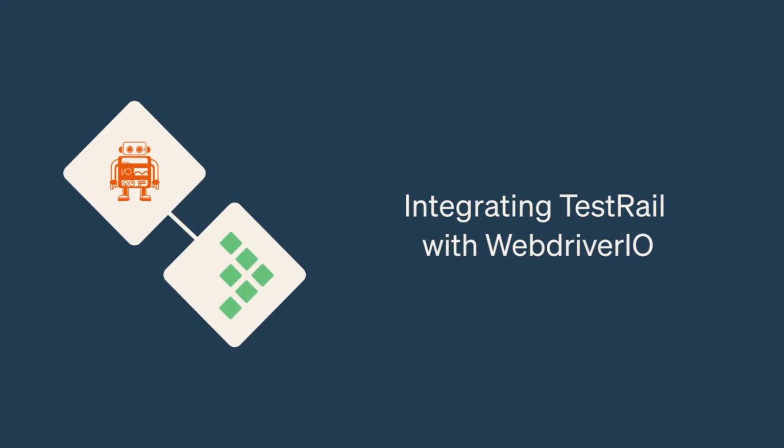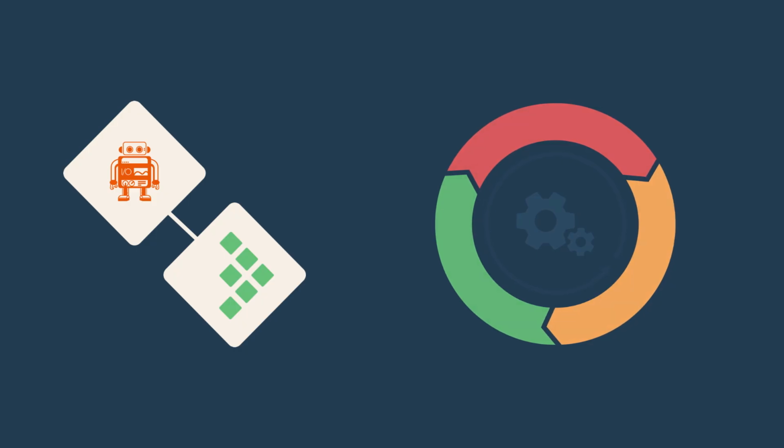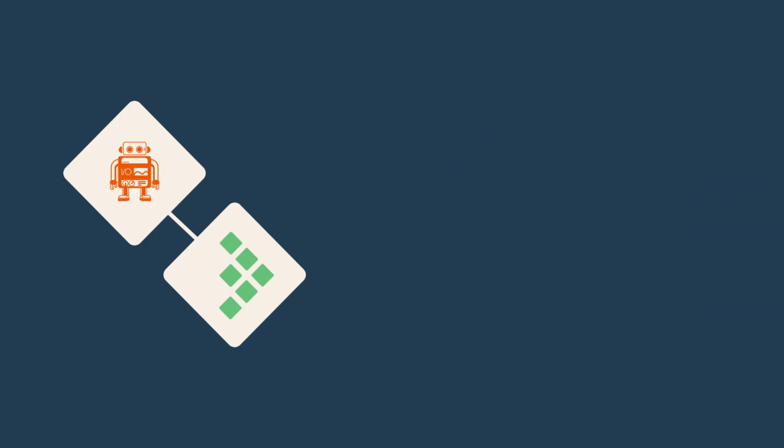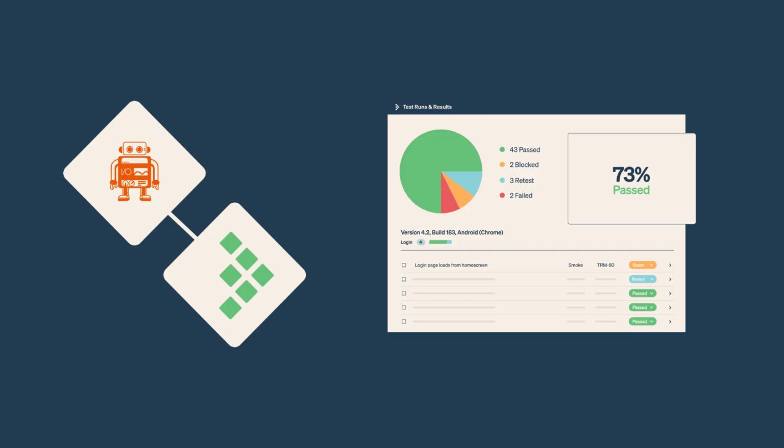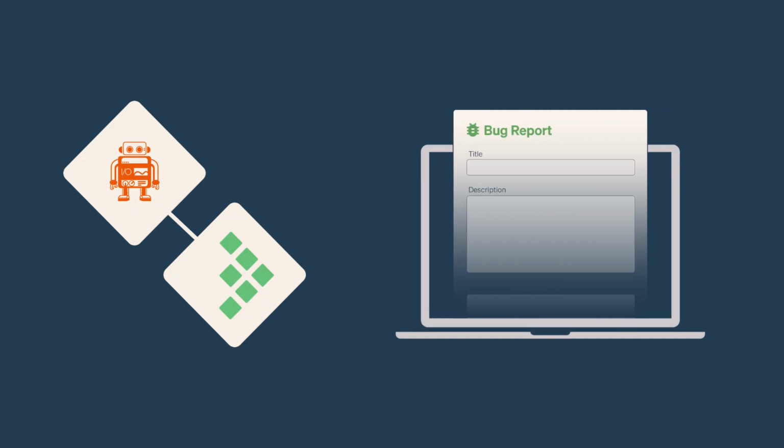Now, you can not only check the results of your automated test runs in TestRail, but also aggregate both your manual and automated testing efforts on reports that show you the full test coverage, track test automation progress, and report a bug directly from the automated test result.